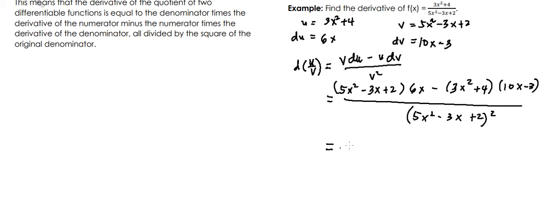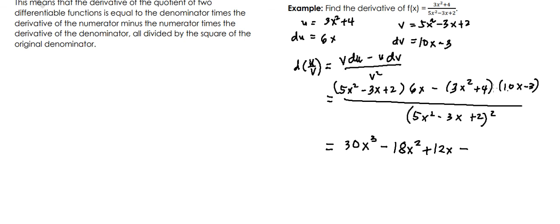I-distribute natin itong 6x dito po sa terms sa loob ng ating parenthesis. So we have 6x times 5x squared. So 6 times 5, that is 30. And then yung ating x, this is 2 and this is 1. So we have x cubed, kasi 2 plus 1 is 3. Then minus 6x times 3x, that is 6 times 3, 18. And then we have x squared, plus 6x times 2, that is 12x.